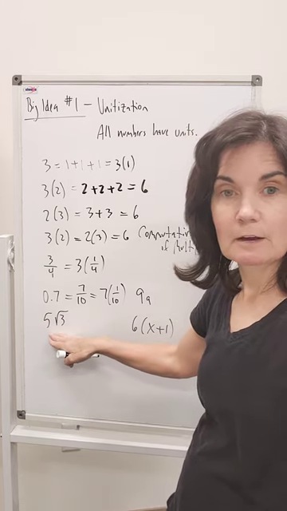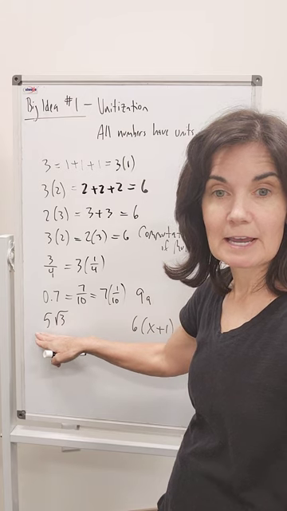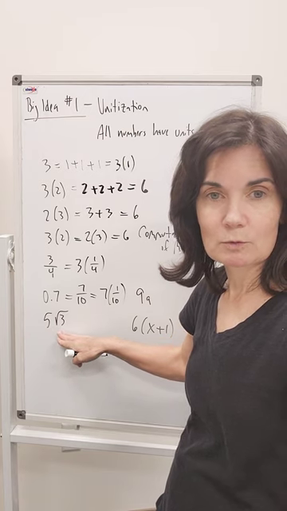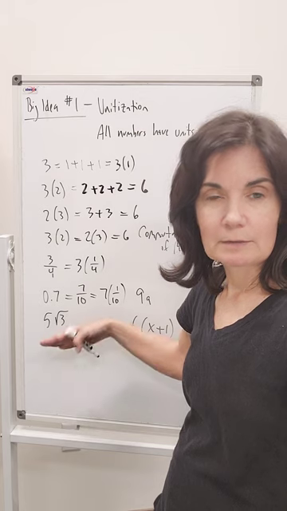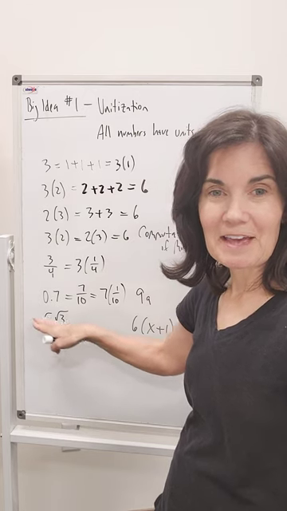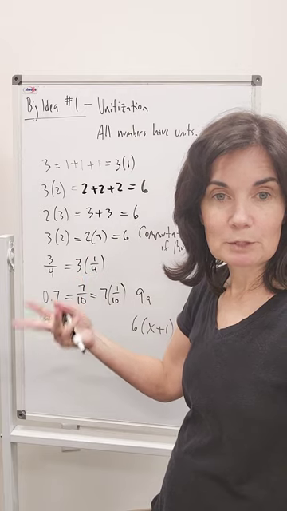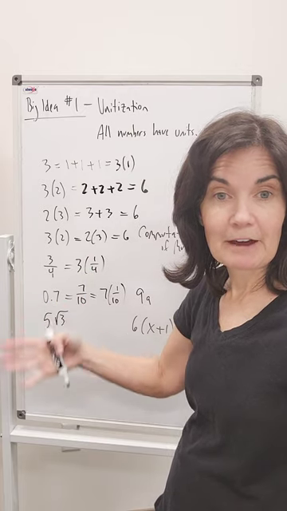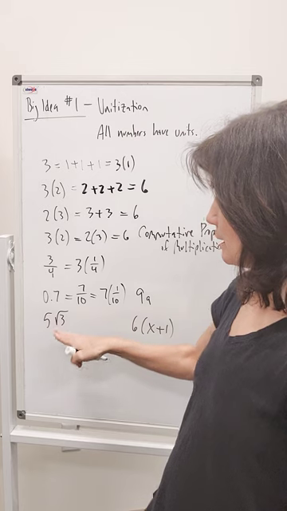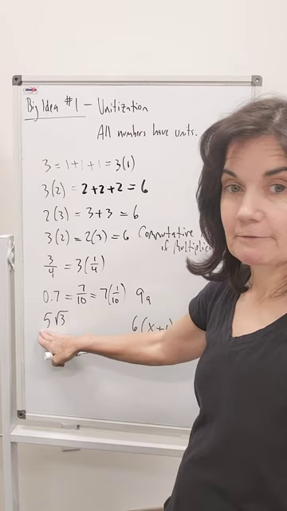Next one, five of square root of three. Five groups of square root of three, right? This is saying we have square root of threes. That's our count, that's our unit, and we have five of them. Square root of three plus square root of three plus square root of three plus square root of three plus square root of three, right? We have five square roots of three.